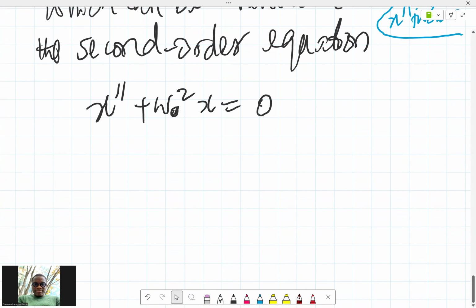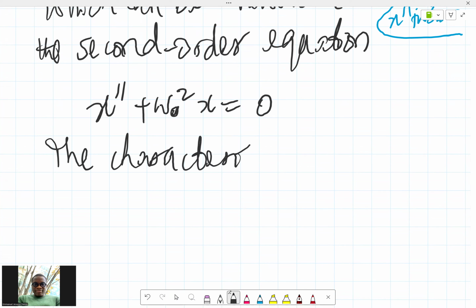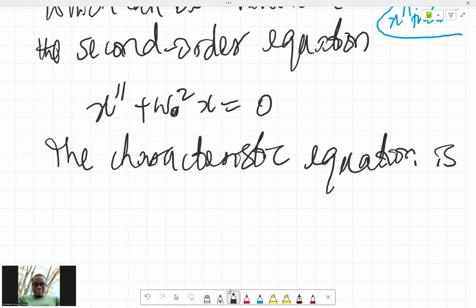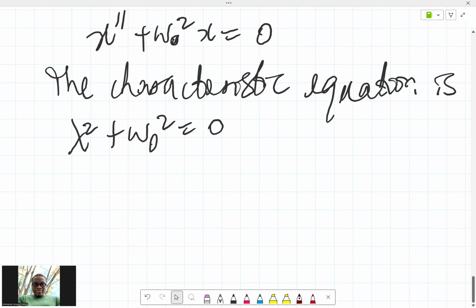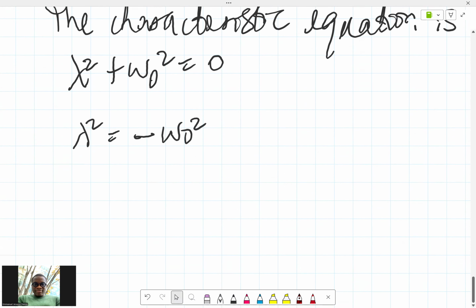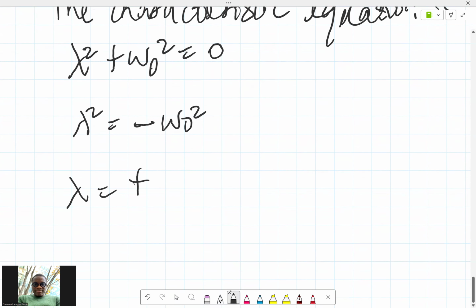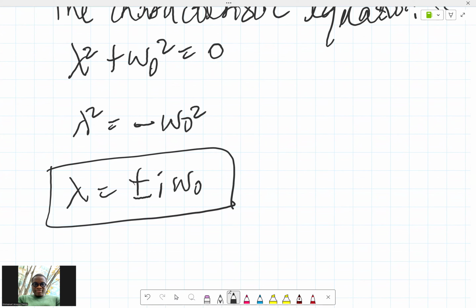Having it this way makes things a bit easier, because we can now get the characteristic equation, which is lambda squared plus omega naught squared equals 0. That means that lambda squared is equal to minus omega naught squared. So lambda is equal to plus or minus i omega naught when you take the square root of both sides. We have this because it's complex.